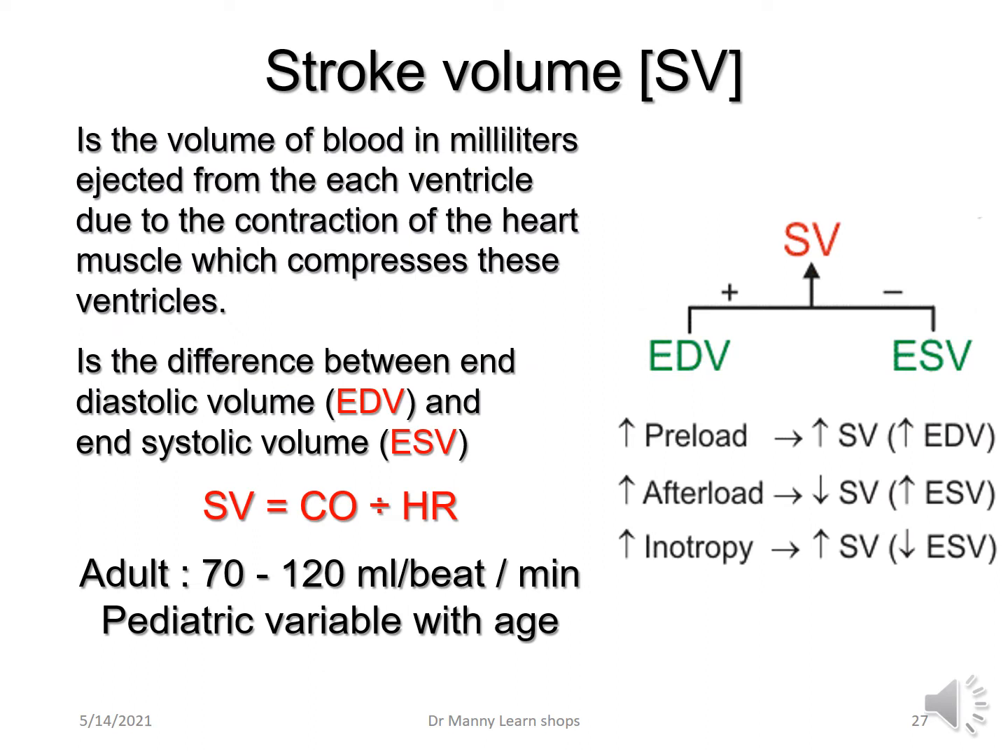What's stroke volume then? Stroke volume is the volume of blood in milliliters ejected from each ventricle due to the contraction of the heart muscle, which compresses these ventricles to empty blood, to eject it. Stroke volume is the difference between the end diastolic volume, end of filling, and the end systolic volume, end of emptying. So the stroke volume formula is stroke volume equals cardiac output divided by the heart rate. And typically in an adult it's about 70 to 100 mils per beat. In a pediatric, well, this will vary depending on age.